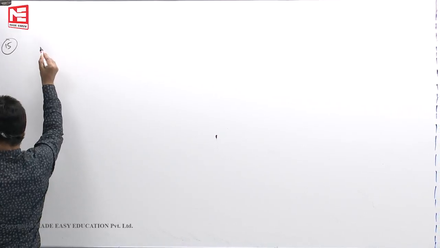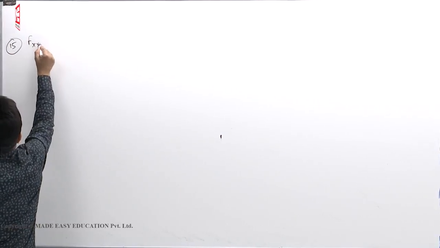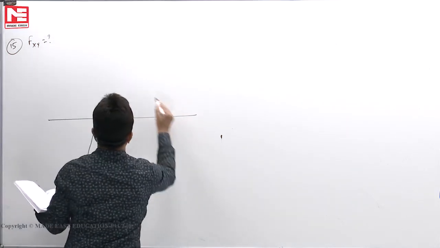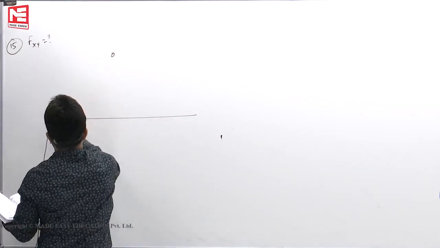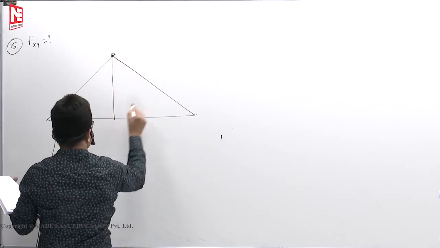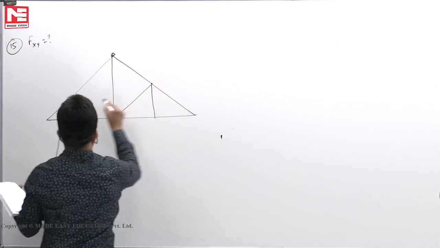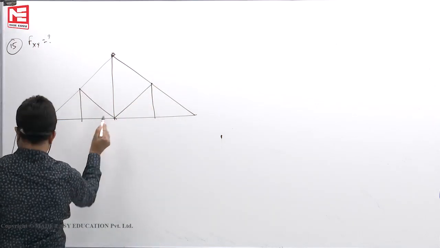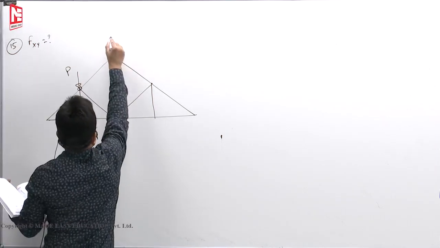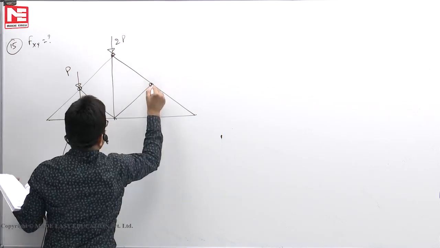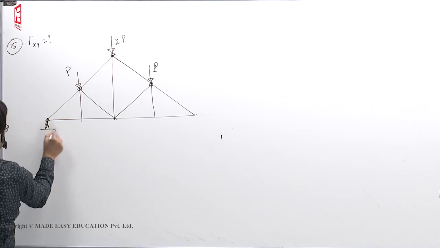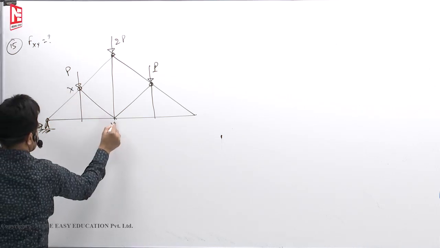Fifteenth question. Force in the member XY. See here, 1 to 4 panels. Take it like this. It's a triangle. Vertical member. Okay, this is P. Here 2P. P. Hinge here. This is X. This is Y.